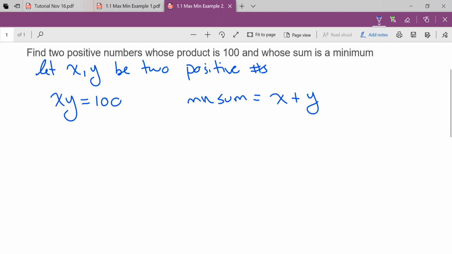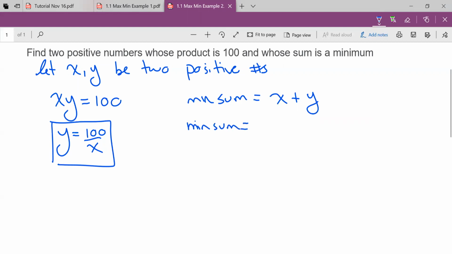Again, I need to isolate for x or y. It doesn't matter which one. So for no good reason, I'm just going to isolate for y. And now I sub that into my min sum. That's what I'm looking for. So I get x plus 100 over x, but I'm going to write it as x to the negative 1, right? Now I'm going to take the derivative of that with respect to x. So just take the prime of that like that.